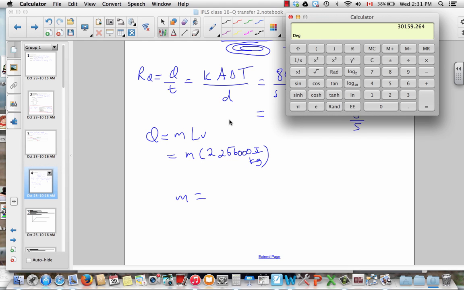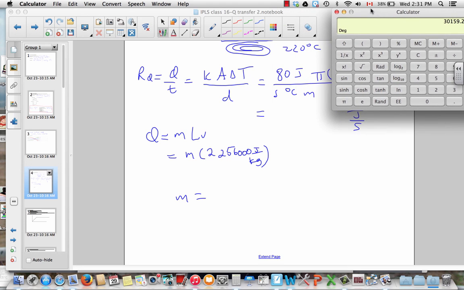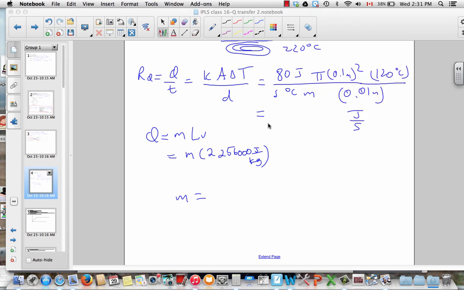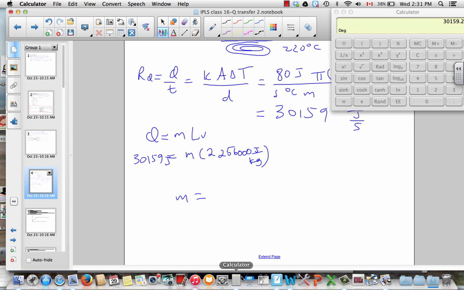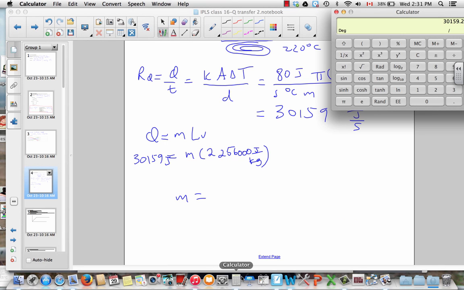So we see that the amount of thermal energy transfer is 30,159 joules each second. So in 1 second, it's 30,159 joules. We divide by the latent heat, and this will convert from joules per second into kilograms per second. So it's 0.0133, or it's 13.3 grams per second.